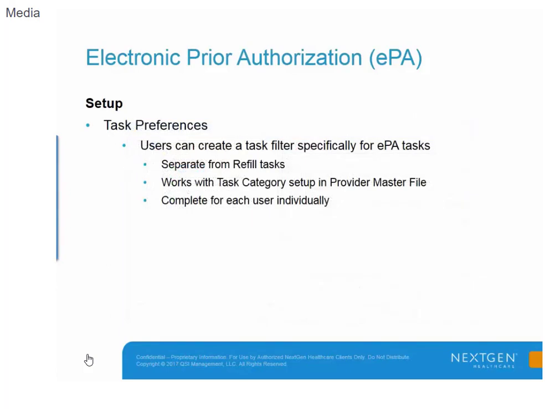Now, just something to consider, this is an optional setting, but you could do task preferences and set a filter for each user to have their EPA tasks filtered. This is similar to how we handle refill tasks, but it would be a separate category and everything. It's something you can do to help maintain your tasks more easily, like a folder almost of all of your individual EPA tasks. So you could consider this.